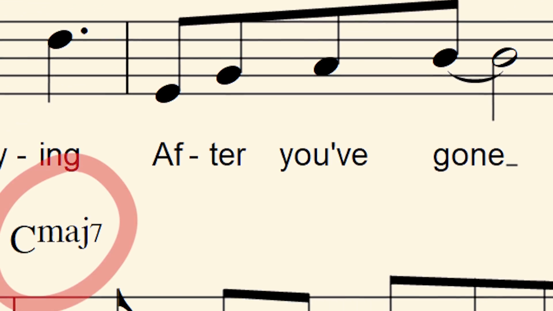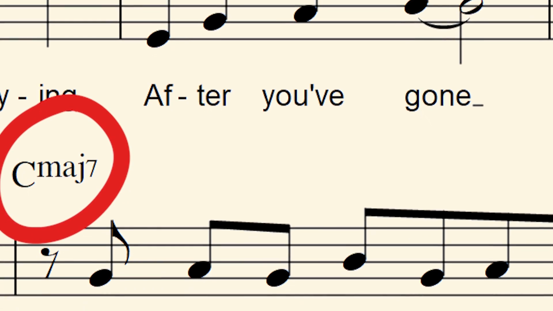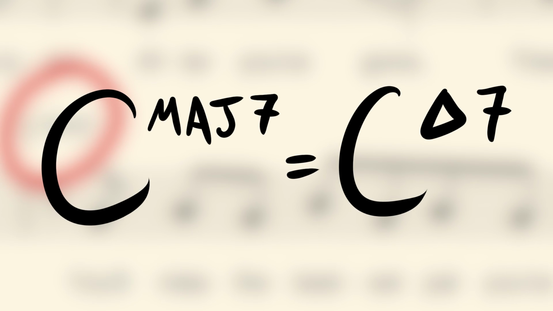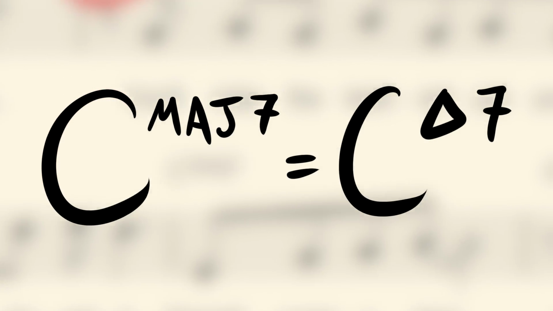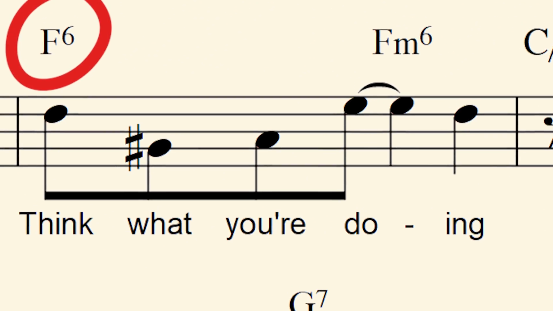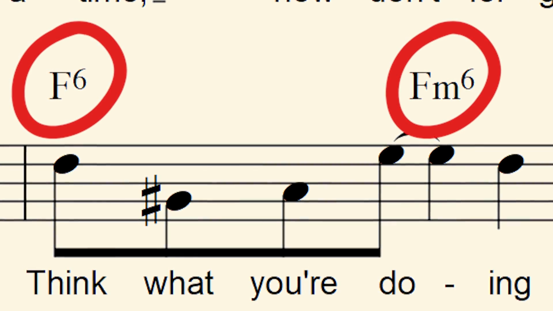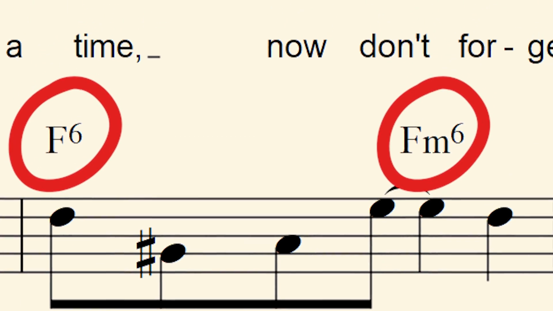A capital letter followed by maj 7 means, you guessed it, a major 7th chord. You might also see major 7th written in this way with the triangle. A 6 shows a major 6 chord, and a lowercase m6 means a minor 6 chord. There are some other symbols out there, but these are the basics.